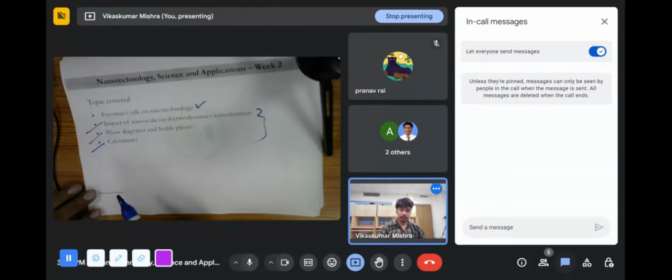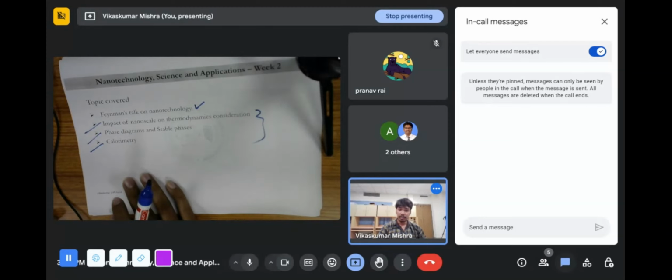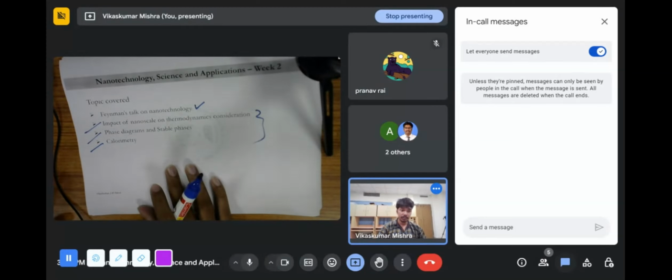At the last, we discussed calorimetry, the exchange of heat in an isolated system, how to build a calorimeter, and the heat capacity part.